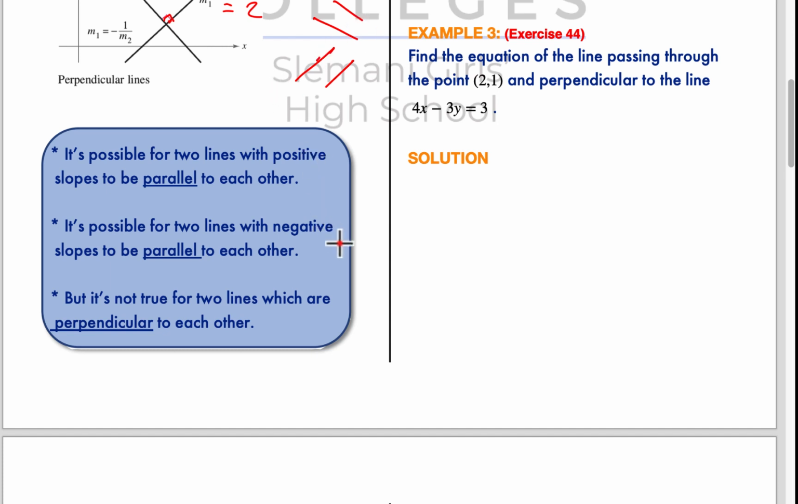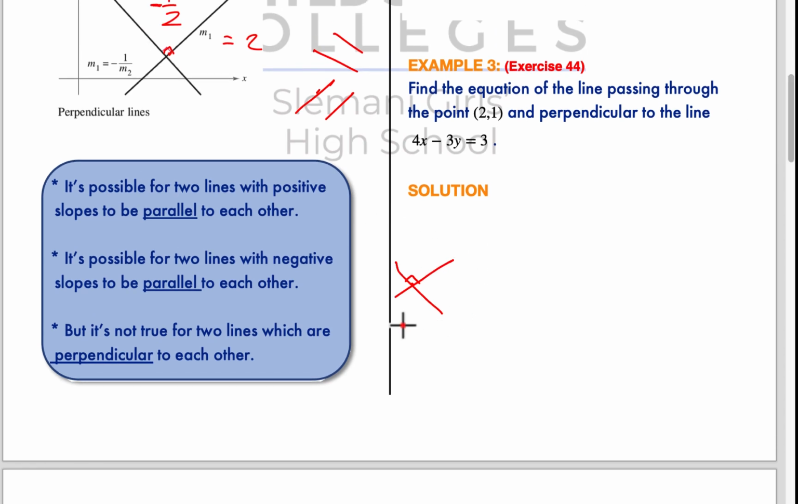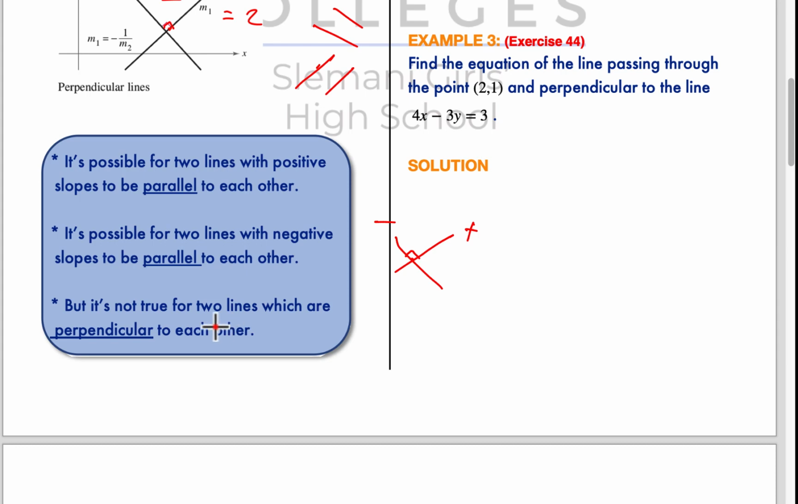But it's not possible for two same sign slopes to be perpendicular to each other. If one slope is positive, another slope negative, it's not possible for them to be parallel. They can be perpendicular, not parallel. So in order for two lines to be perpendicular, their slopes must be opposite signs, one negative, one positive. Otherwise, they can be parallel, not perpendicular. There's a typing mistake here.